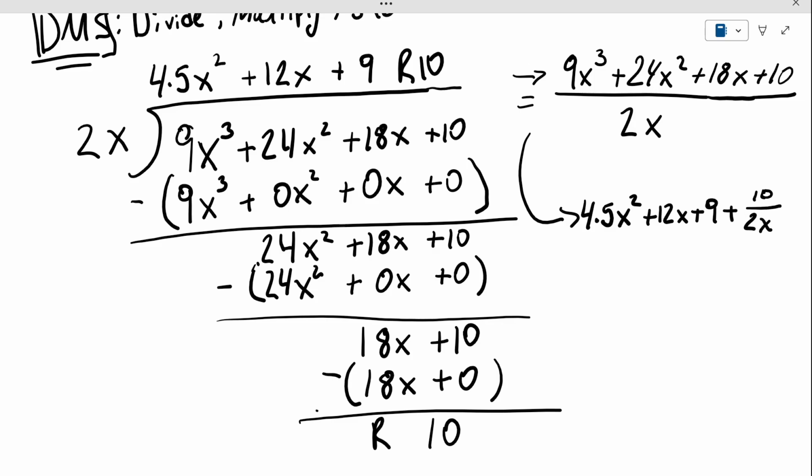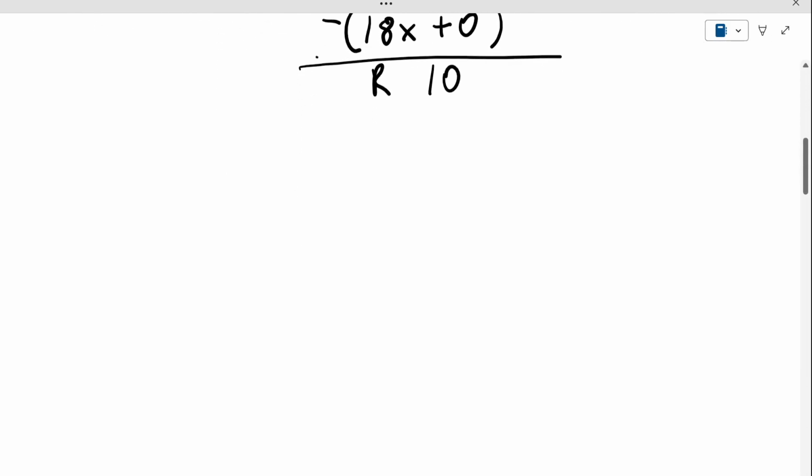And the reason why is because 10 is our remainder. So 10 can't be divided by 2x. So we can just write plus 10 over 2x. Let's move on to a harder example.